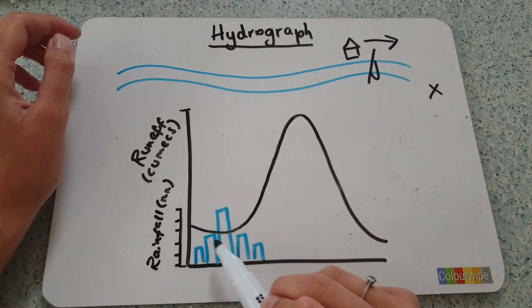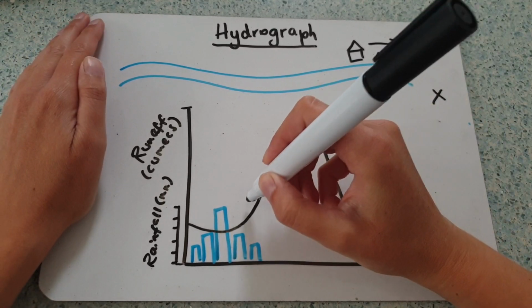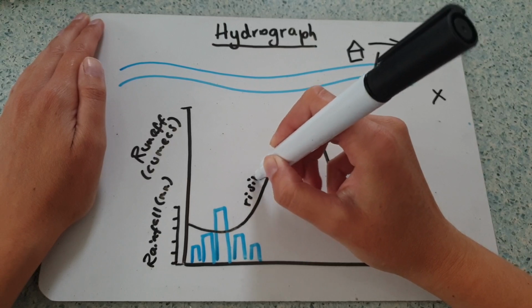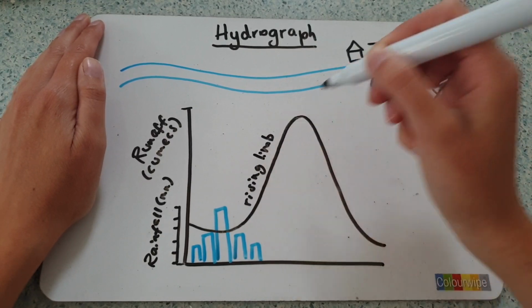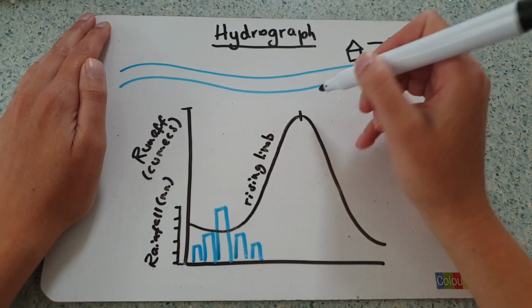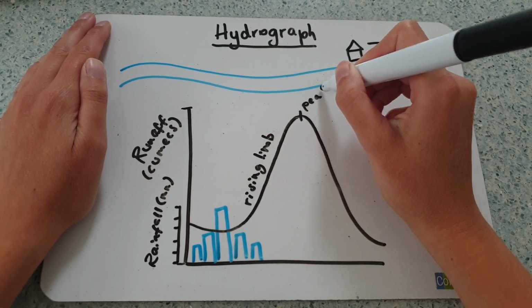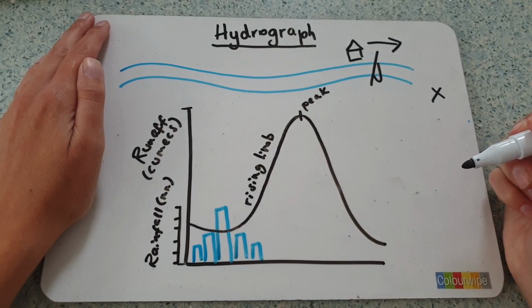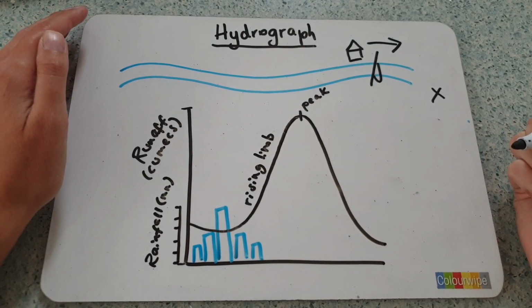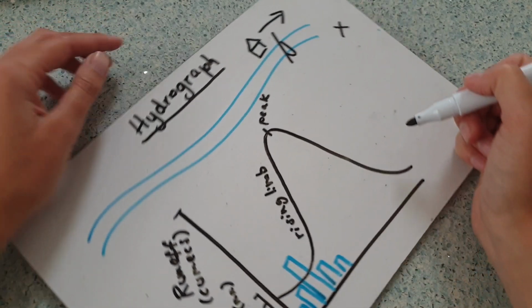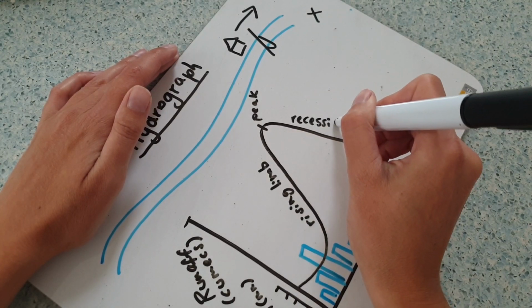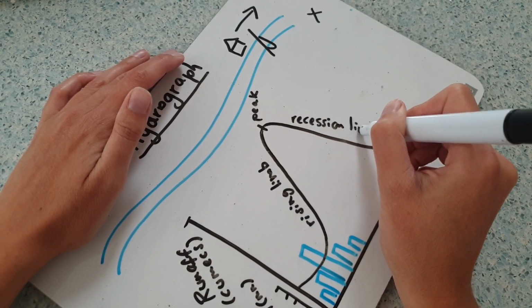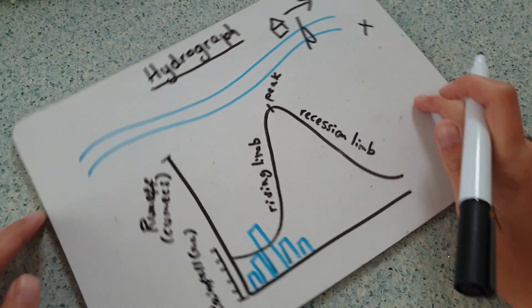So this bit that goes up here is called our rising limb of our graph. Then we get to peak discharge at the top. Again, it's more complicated, but they're all quite logical, luckily. And then finally down here, I'll turn it around for a second, this is called the recession limb.